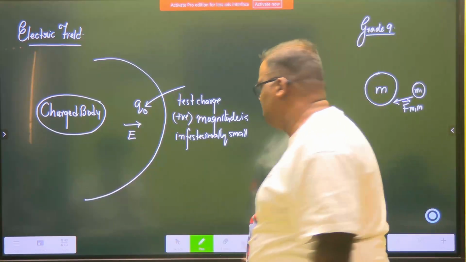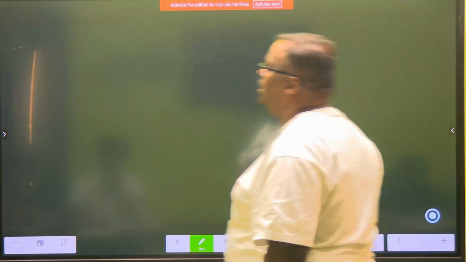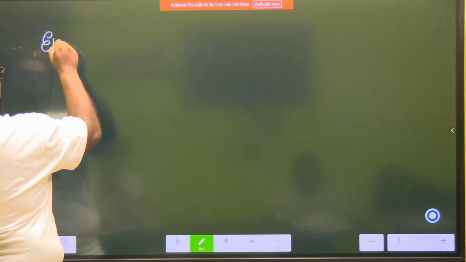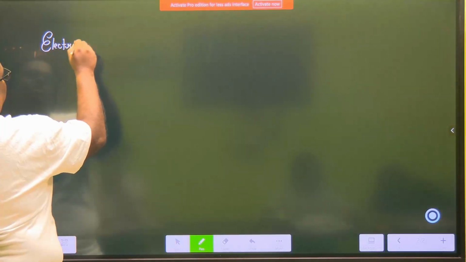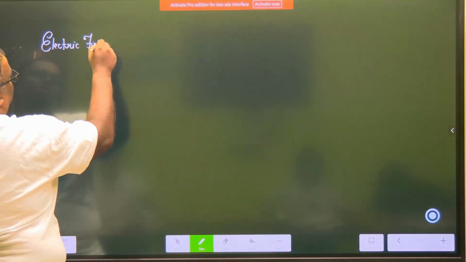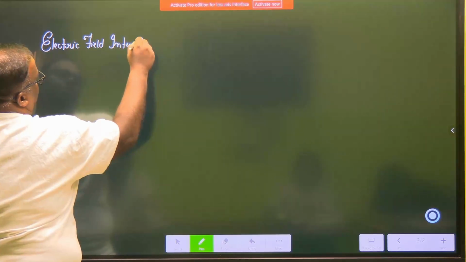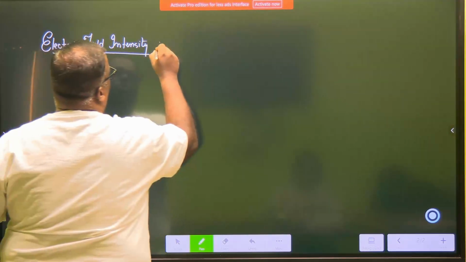So let's now see how this quantity is defined in physics in this chapter. We define this quantity with the term called electric field intensity, denoted by E.